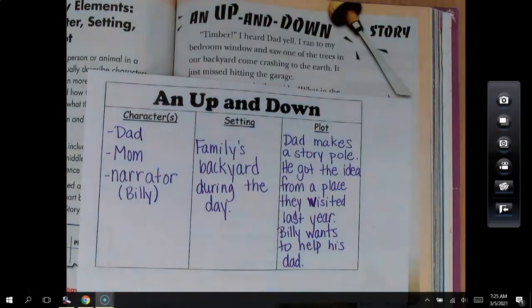That is story elements or literary elements. You guys did a fantastic job. Make sure you are always asking those questions to yourself as you're reading, because that will only help your comprehension. Great job, boys and girls.